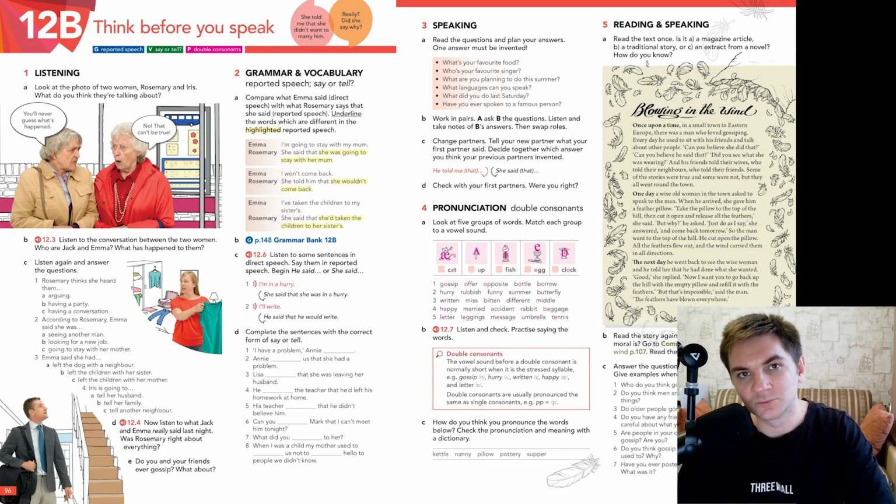Hello everyone, welcome to the video course English File Pre-Intermediate 4th edition. Lesson number 41, Unit 12, Part B. It's called Think Before You Speak. In this series of videos, I'm helping you go through this wonderful textbook. There are 5 parts in today's lesson.